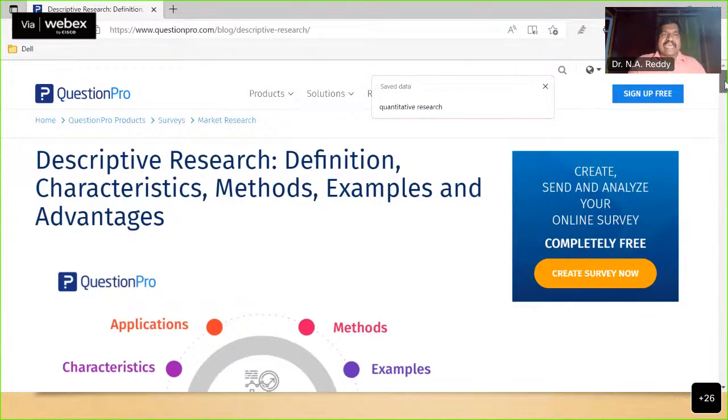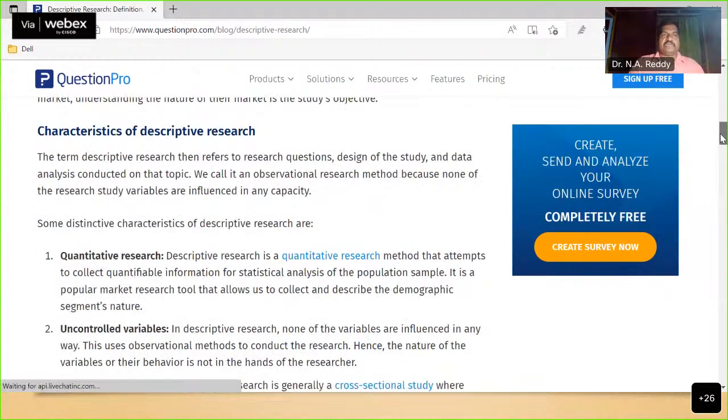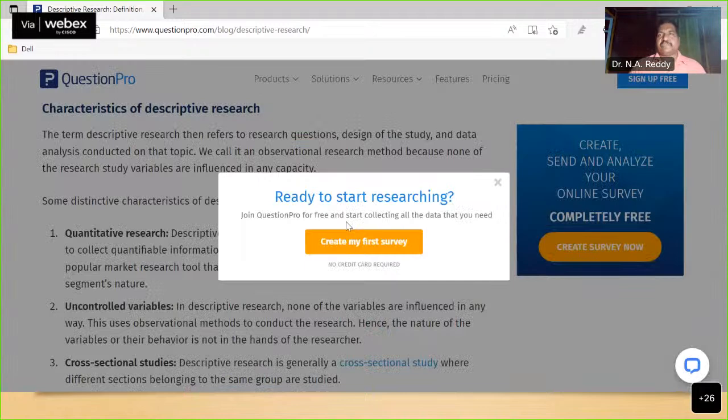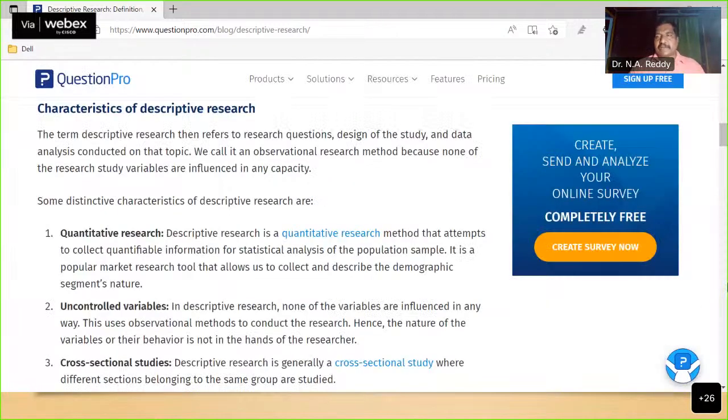Right. Here, the characteristics of descriptive research. Some distinctive characteristics of descriptive research are, first, quantitative research. So it is not quality, it is quantity: quantities and numbers. Professor Chennai sir, before the beginning of the keynote address, mentioned qualitative research and quantitative numbers. So the descriptive research is a quantitative research method that attempts to collect quantifiable information for statistical analysis of the population sample. It is a popular market research tool.